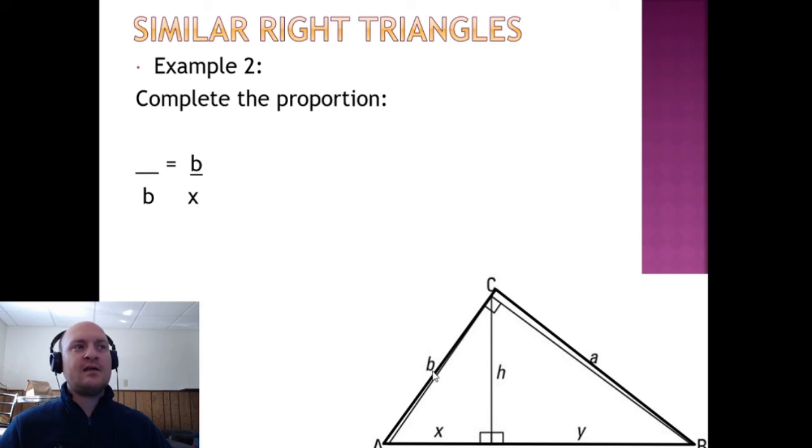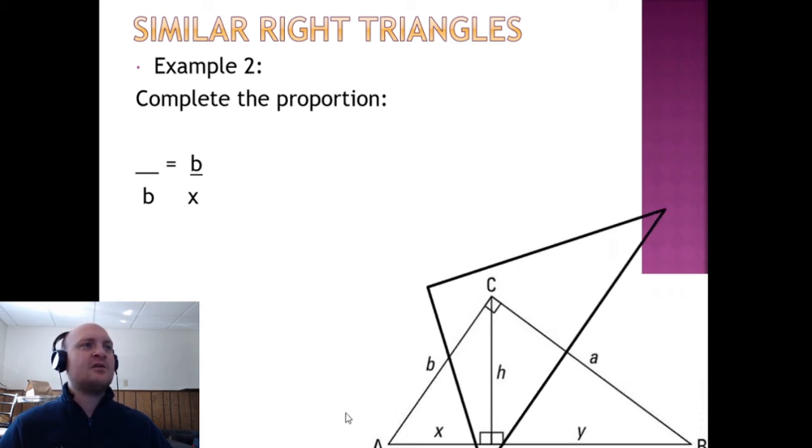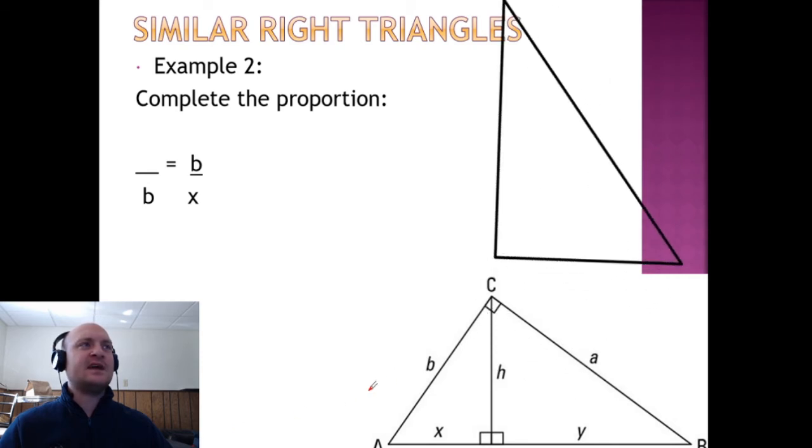Here I've got A, B, and a length of x plus y. So I'm going to take this triangle and move it aside and label the side lengths A, B, and x plus y. All right, that one's done. Let's move on to the second triangle.